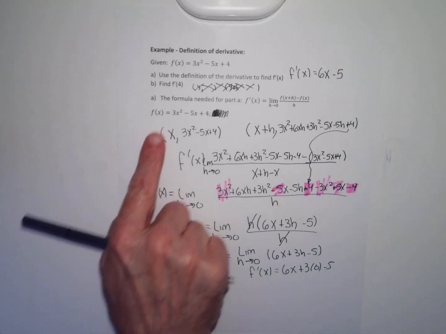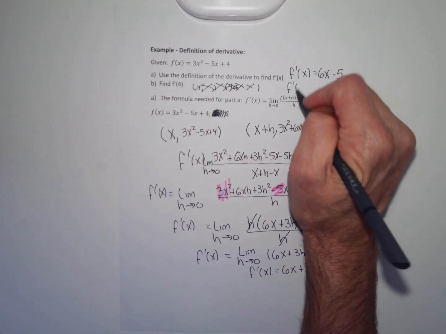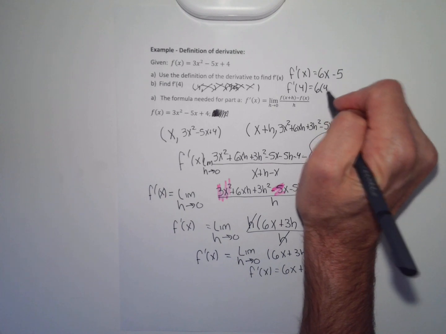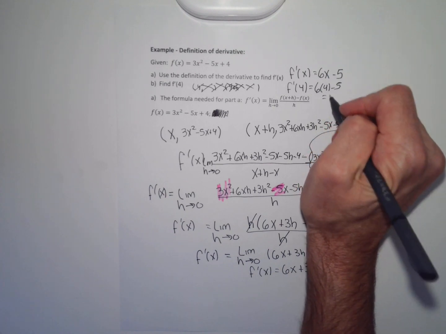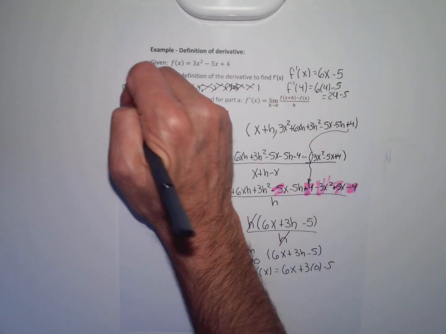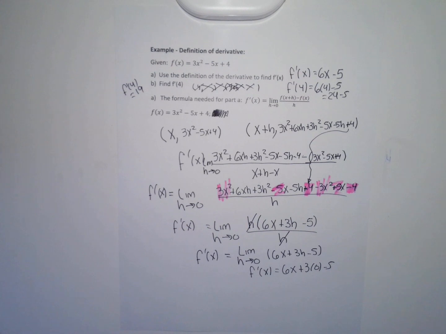For part B, I need to just find f prime of 4. F prime of 4, I get by plugging in 4 for x. I'm going to go 6 times 4 minus 5. That's 24 minus 5. The answer to part B, f prime of 4, equals 19. That's about as grungy as it gets.